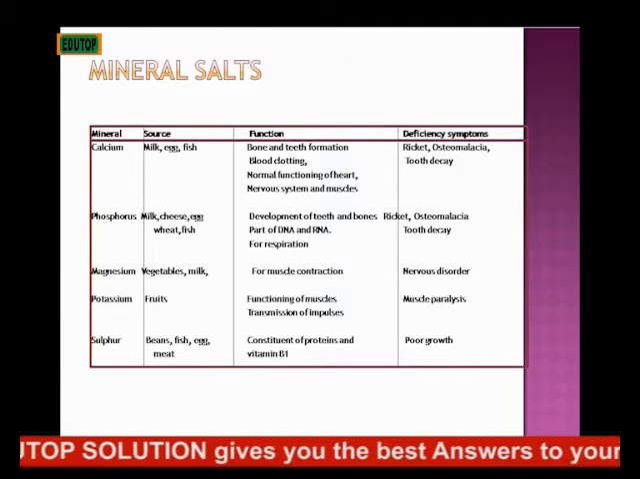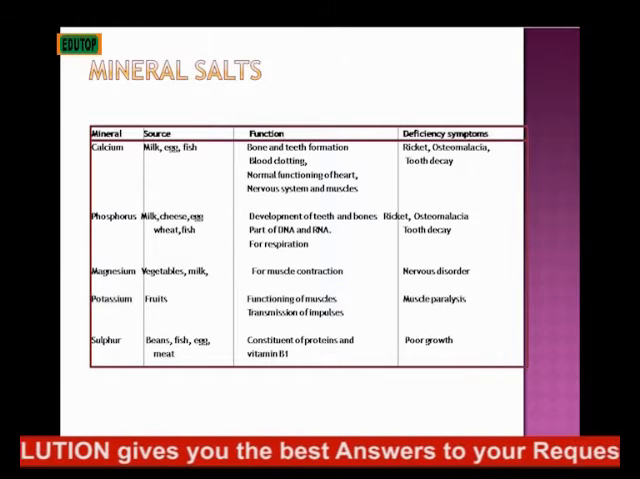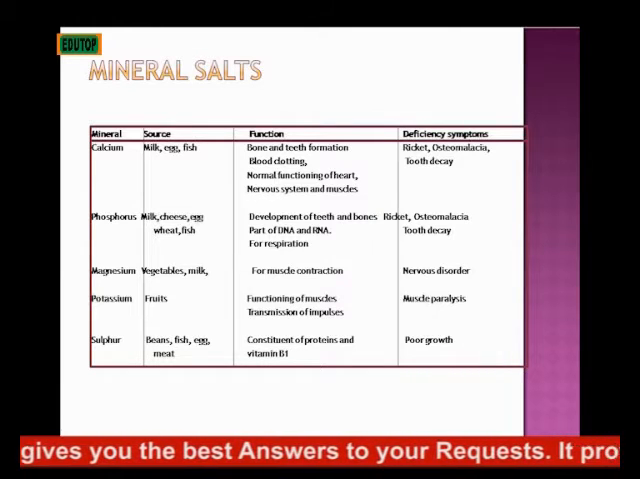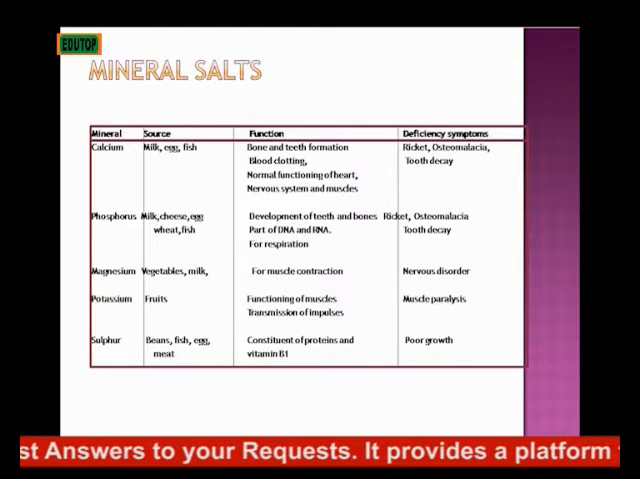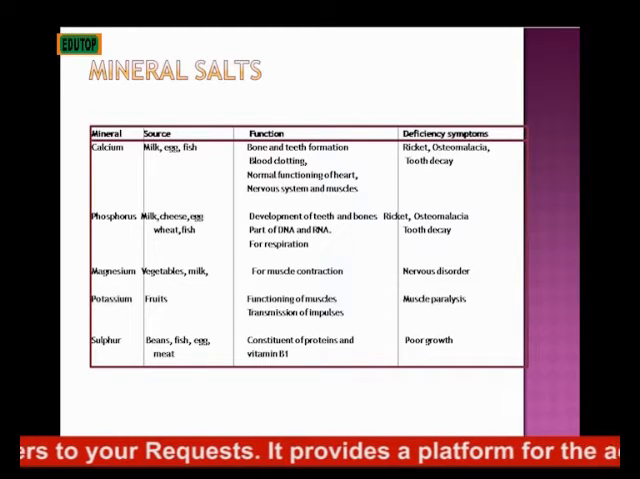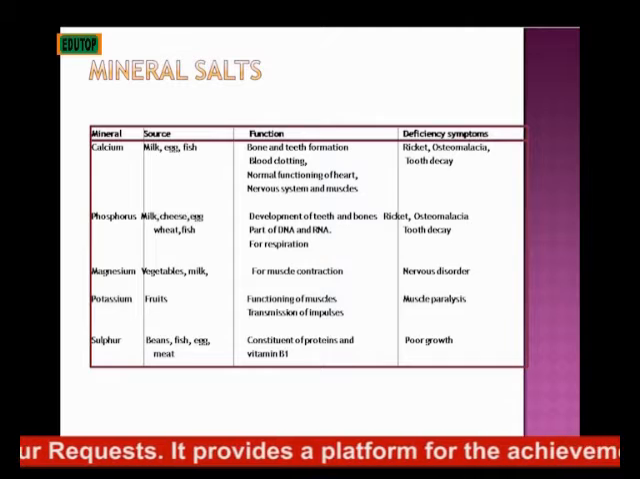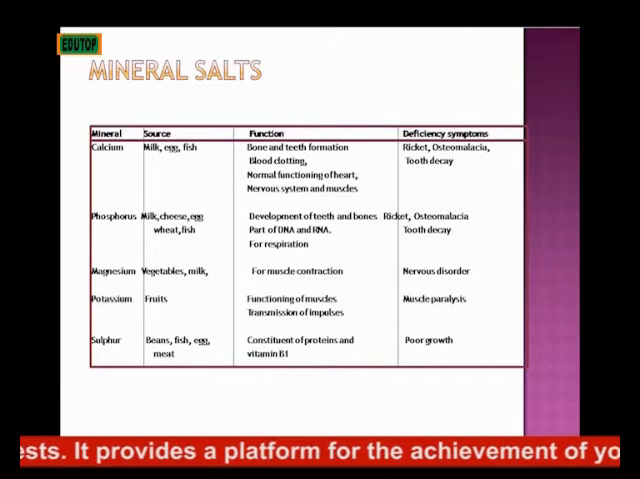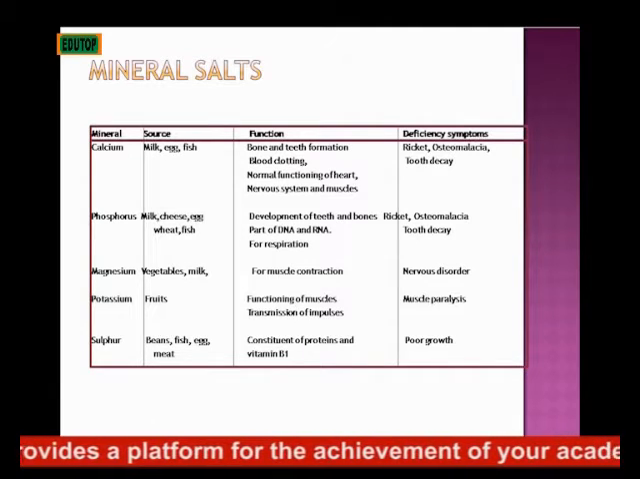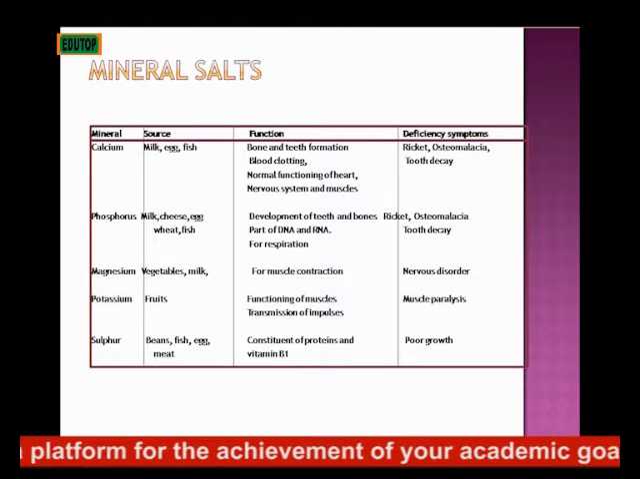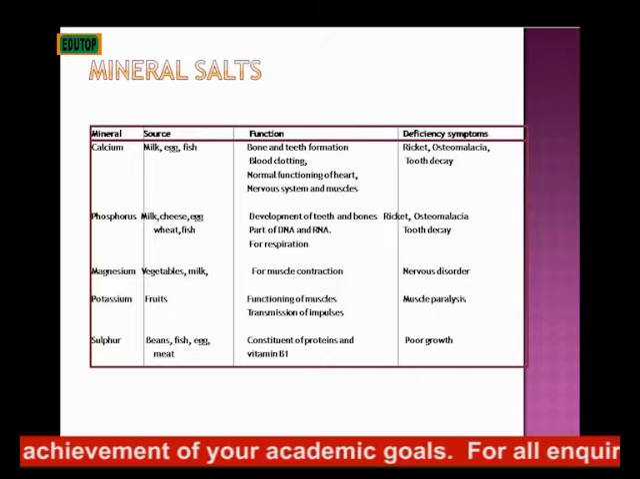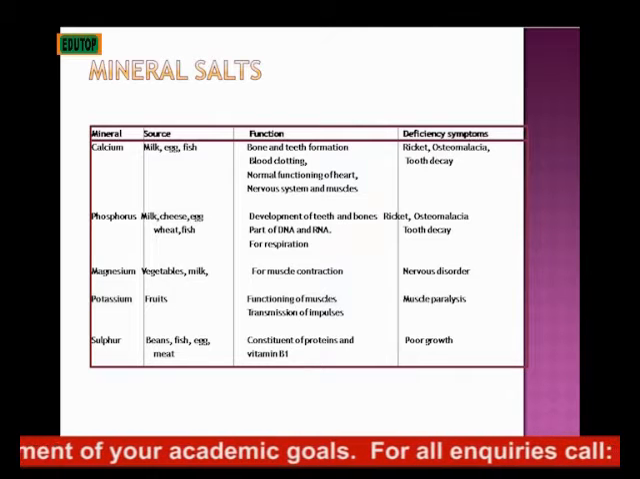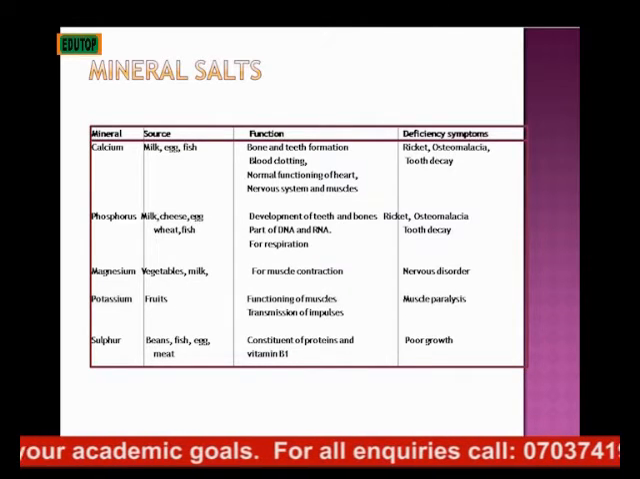The next mineral salt is iodine, and it's majorly found in seafood generally. Then it is needed by the thyroid gland to make tyrosine. That's a hormone formed in the neck, and the deficiency is goiter. There's a swelling of the neck. That's goiter. Then the next mineral salt, you have manganese.